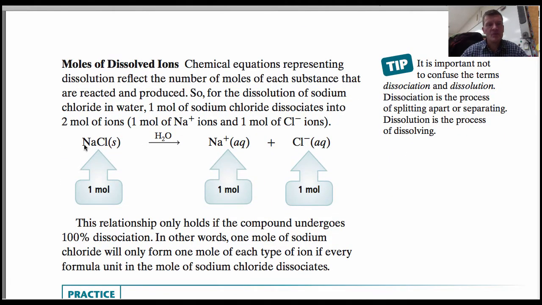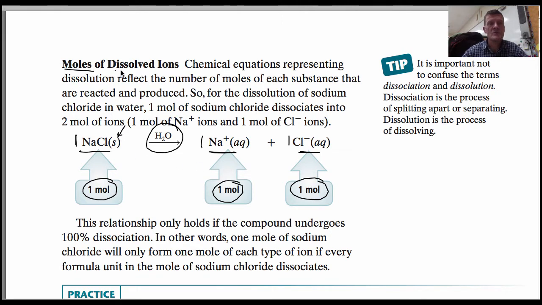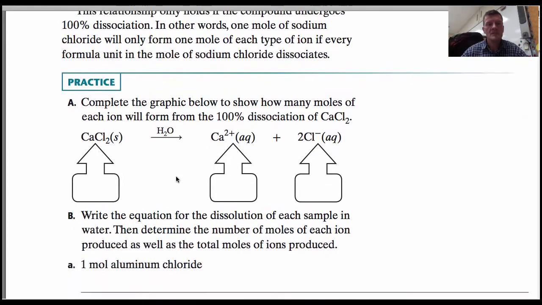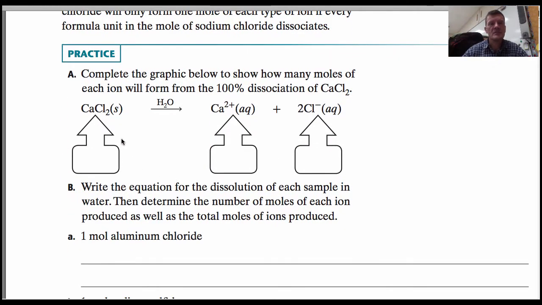So, as I said, we can write this as an equation. You have sodium chloride, solid, 1 mole of that, just look at the coefficients here, is going to be hydrated and produce a mole of sodium ions and a mole of chloride ions. And we can balance this. It's already balanced, but if it isn't, we would have to balance it. Okay? So we can show the moles of the dissolved ions this way.